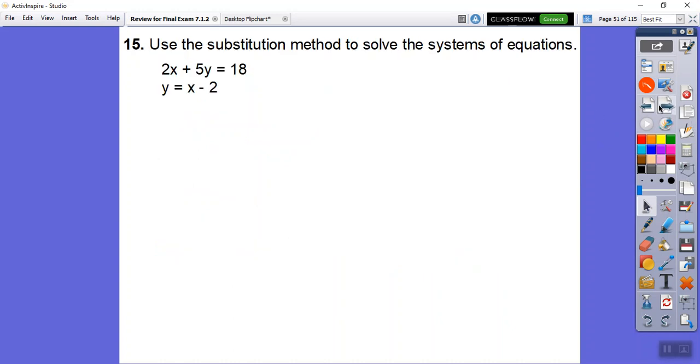Okay, so now here we're going to use the substitution method to solve this system of equations. Remember, these answers are (x, y) answers. So y equals x minus 2. That goes in for this y next to the 5.